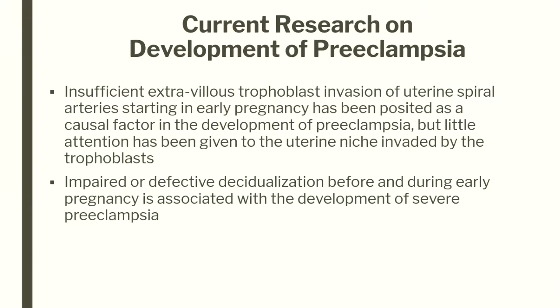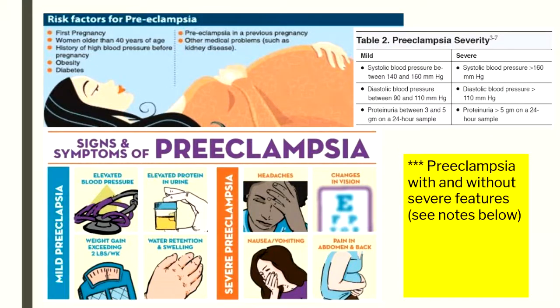So here's some more info here. You can read through this slide. And so risk factors for preeclampsia are going to be first pregnancy, woman older than 30, history of high blood pressure, obesity, diabetes. Those are linked. Remember, diabetes is linked to preeclampsia. Obesity is going to be linked here too.